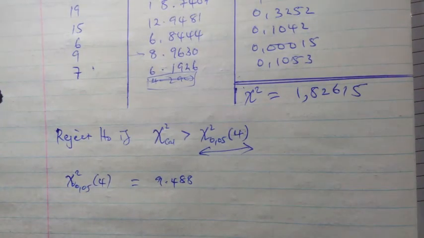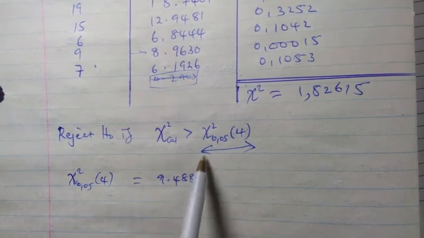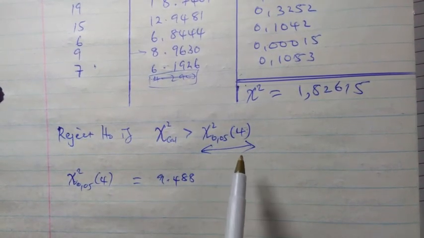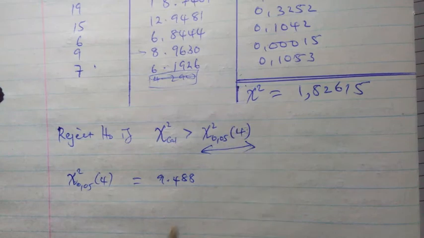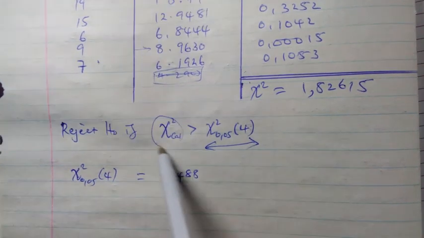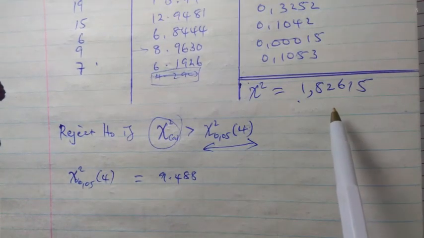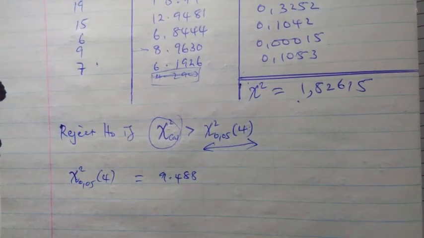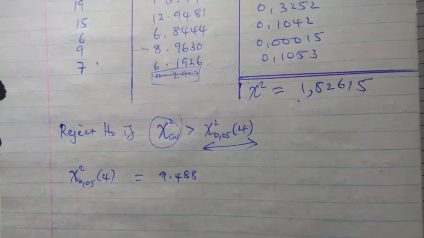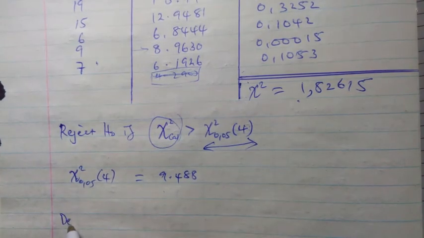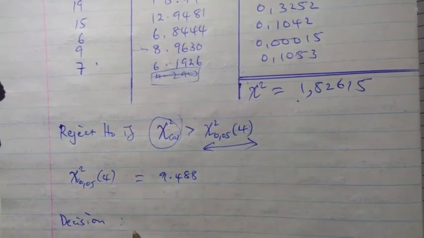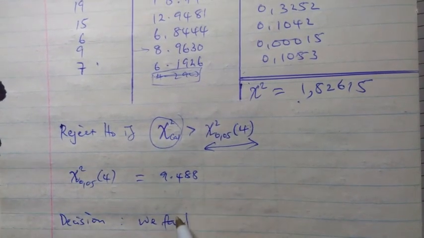Here we said we reject H naught if the calculated chi-squared is greater than chi-squared 0.05 with 4 degrees of freedom. We can see that our calculated chi-squared is 1.82615, which is less than 9.488. Which means, with our hypothesis, we fail to reject H naught. So our conclusion, or our decision, is that we fail to reject H naught.